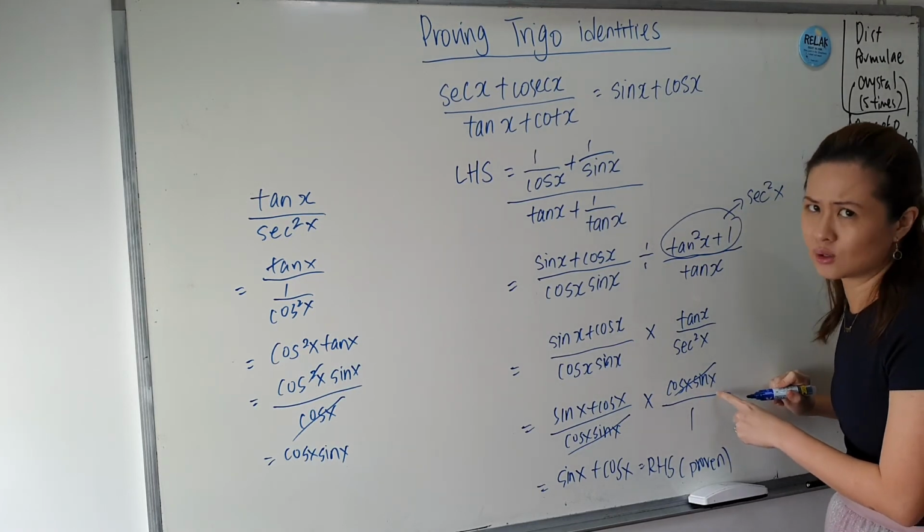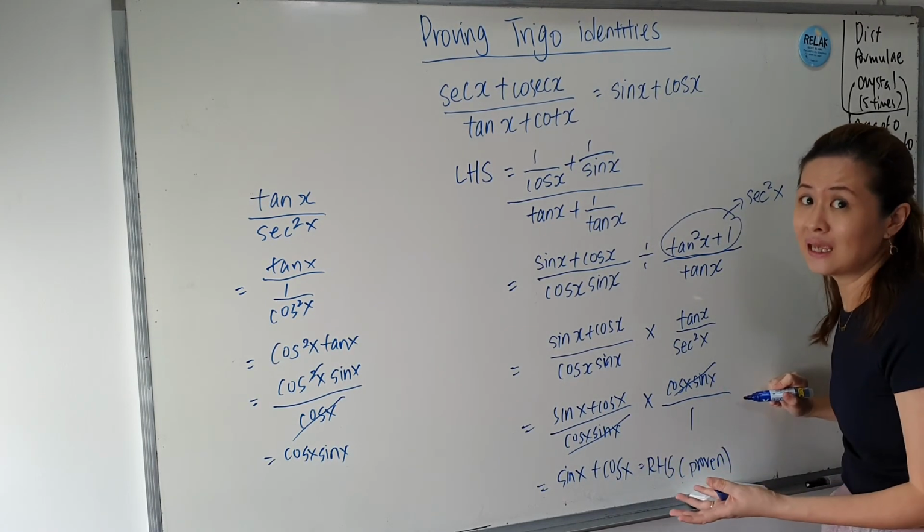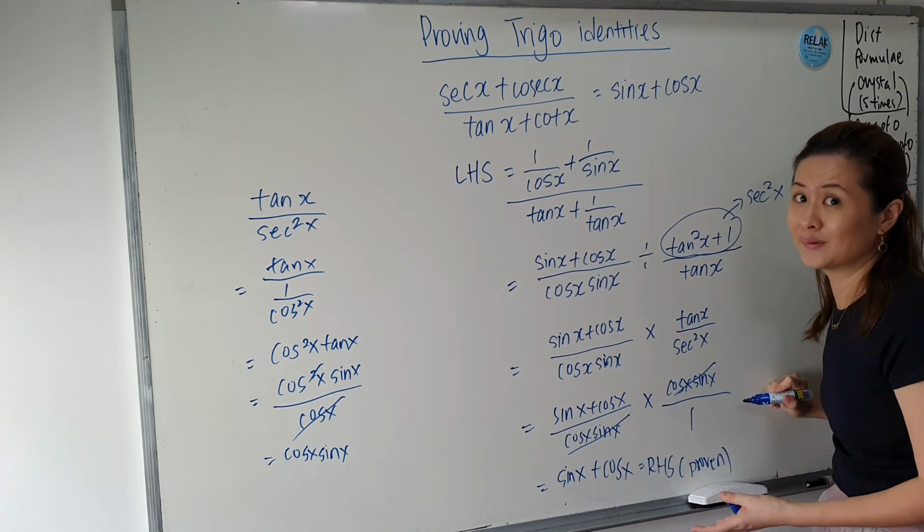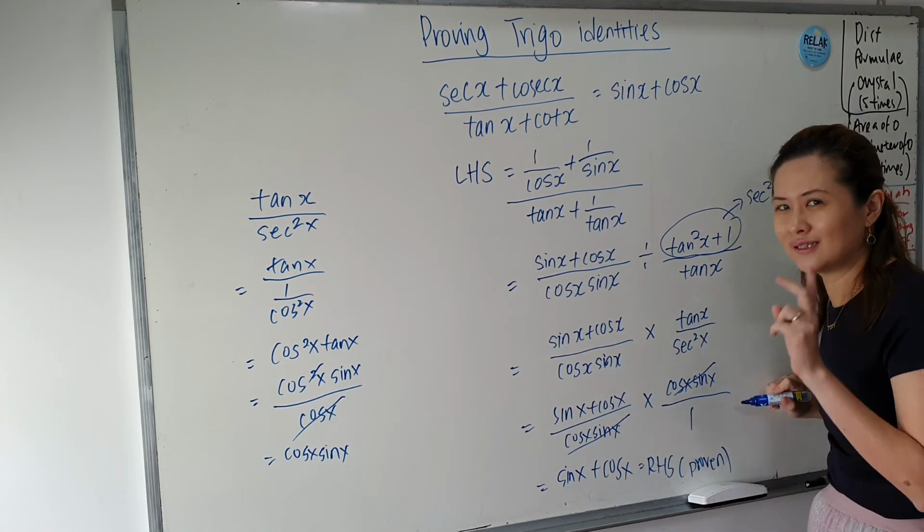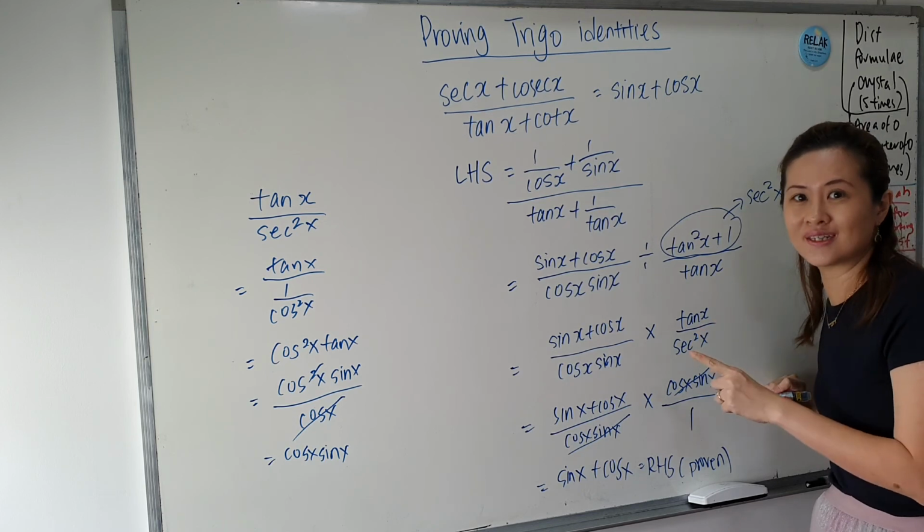Another thing I want to say is if here you get sine x, cosine x, also can cancel. They are the same thing. AB equals BA. Then we are moving on to the last Trigo question after this video.